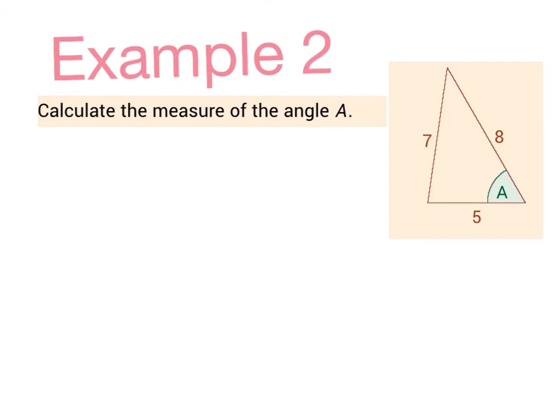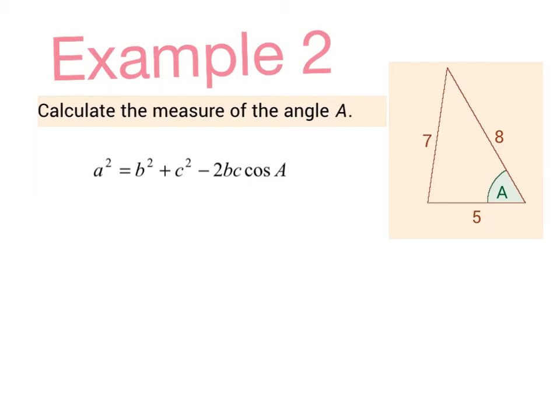Okay, so example 2 says calculate the measure of angle A. So I'm looking here and I don't have anything that will work with the 5, or I don't have anything that would work with the 8. So the sine rule is completely out. So I'm thinking, oh, well, I have 3 sides. So if I know 3 sides and I'm asked to find an angle, it is the cosine rule. So let's write down our formula.